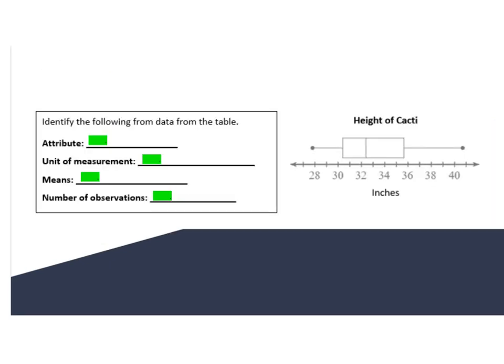All right, for this one we have a box plot. So remember what we talked about with box plots last week and how to read them. The first thing it's asking is the attribute. So what characteristic is being measured here? And that would be the height of a cactus or a cacti. So height of cacti.